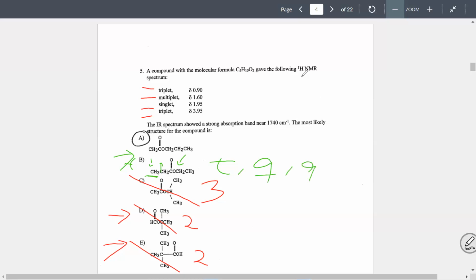That one is also a quartet. And the very last one, what is it? It's just a triplet. So we can see that we don't have the same multiplicity that we're given there. So there you go.